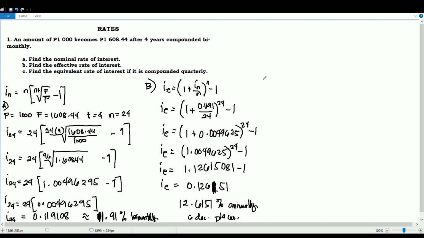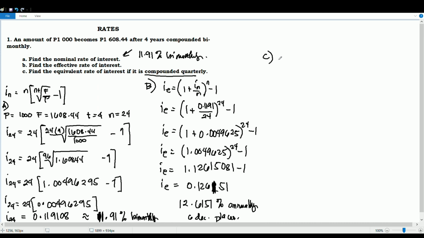Now let's have the equivalent rate. We are looking for a rate compounded quarterly from our nominal rate. Our nominal rate is 11.91% bi-monthly. The question here is: what is the rate of 11.91% compounded bi-monthly if it's going to be converted into quarterly?